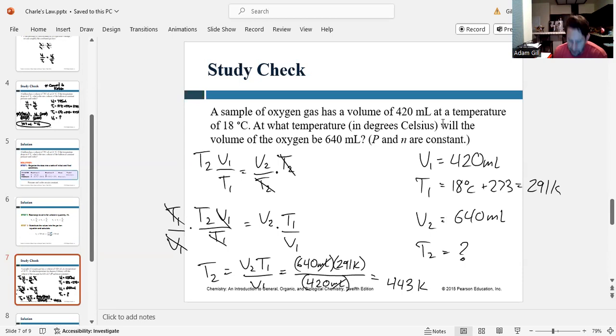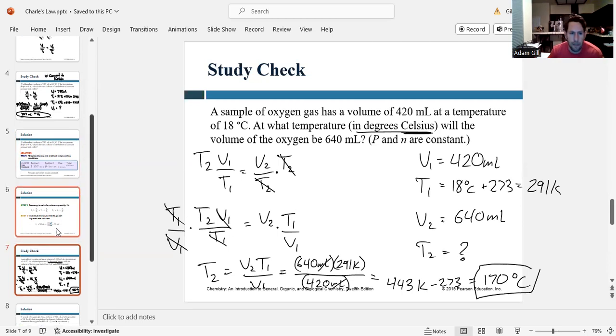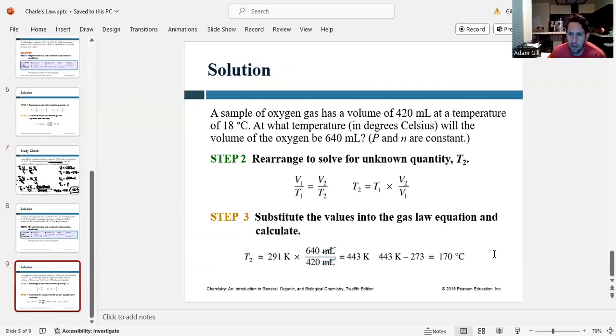But they wanted this in degrees Celsius. So to convert that back to Celsius, we subtract 273. And I get 170 degrees Celsius. And it looks like we did it right.